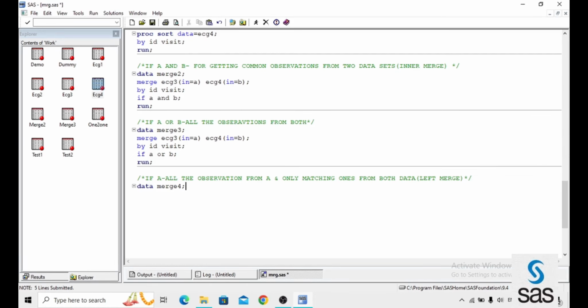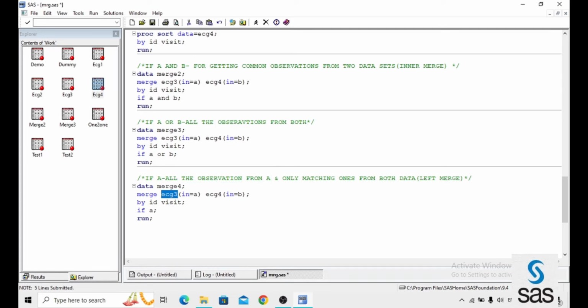The remaining is the same. Merge 4. Data set name is merge 4. Merge ECG 3 and ECG 4, by the same by variable, and if A, and run. I already told you A is user defined, whatever name you want. And if you mention in equals to A here, it will be the A data set. If you mention in equals to B here, it will be the B data set, wherever you mention it. And what is the if A? All the observations from A. Okay, all the observations from A.